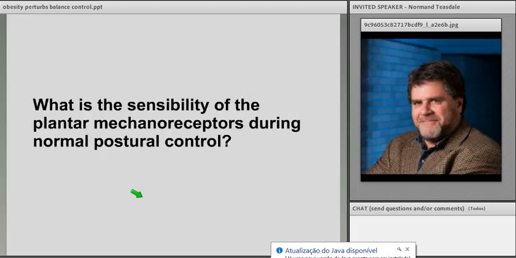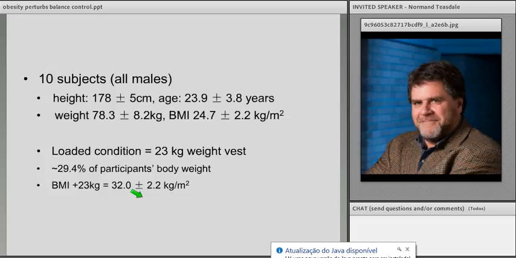Now, what is the sensitivity of the plantar mechanoreceptors during normal postural control? Our hypothesis was that with the increased weight or the overload, there are more of these mechanoreceptors that are excited, and this could actually saturate the sensitivity signals that these individuals receive, and as such provide a less accurate mapping of where they are in space.